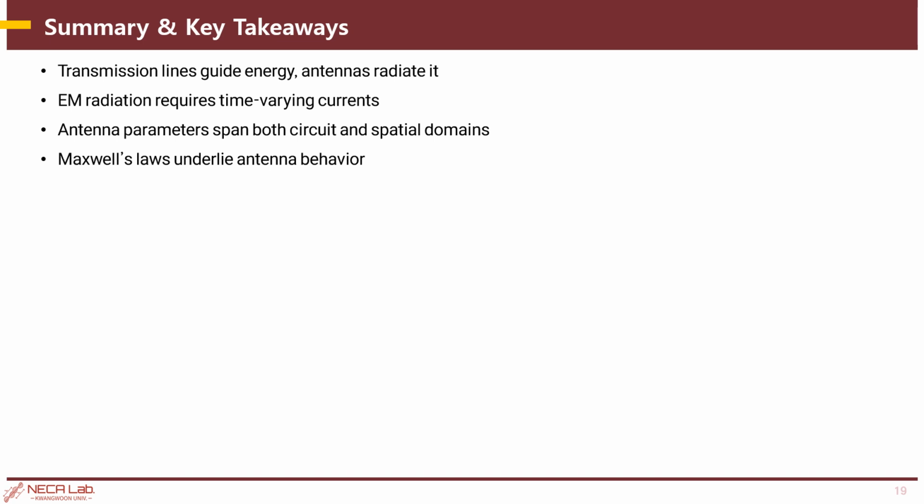So to wrap things up, transmission lines are used to guide energy while antennas are what actually radiate into space. For electromagnetic radiation to happen, there must be time varying currents. Steady DC doesn't work. Antenna performance is described using both circuit side parameters like impedance and radiation side parameters like pattern and gain. And behind all of this, Maxwell's equations are the foundation. They explain how electric and magnetic fields interact to create radiation. These are the key ideas that define how antennas function in real systems.